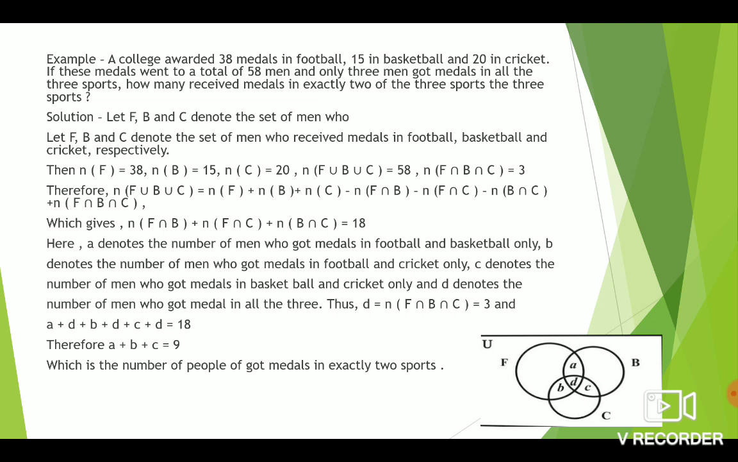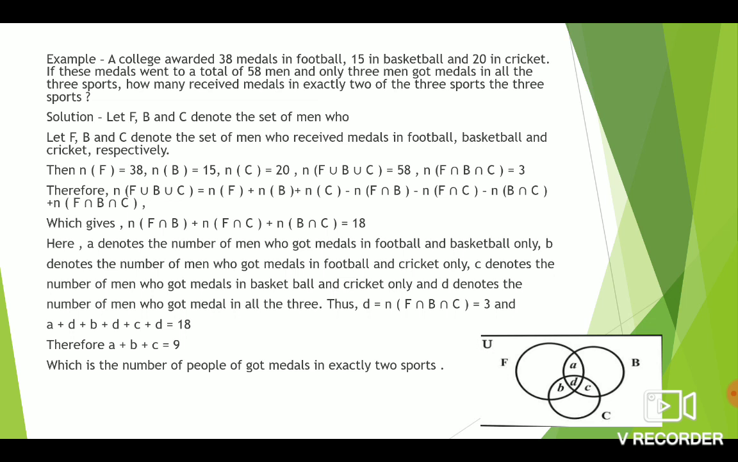Now let F, B, and C denote the set of men who receive medals in football, basketball, and cricket, respectively. Then number of elements in F is 38, number of elements of B is 15, and number of elements in C is 20. And number of elements in F union B union C is given 58, and number of elements in F intersection B intersection C is given 3. Now using the formula of three sets, we get number of elements in F intersection B plus number of elements in F intersection C plus number of elements in B intersection C is 18.